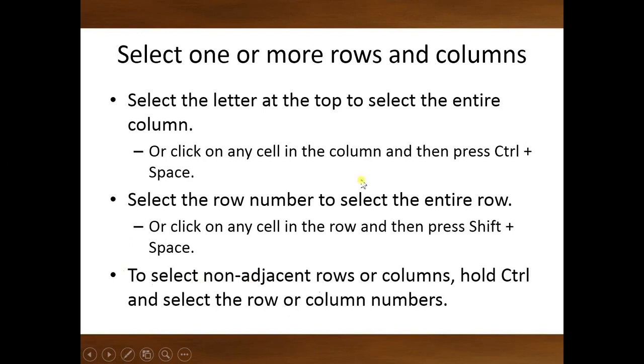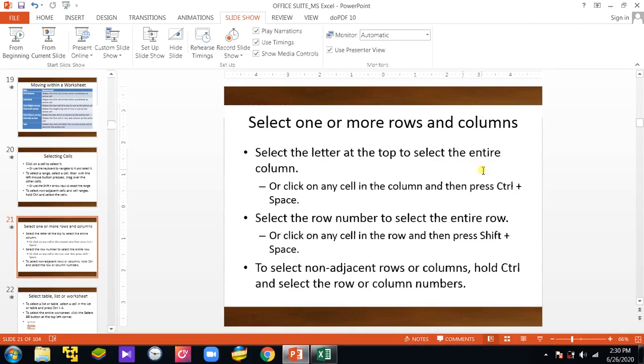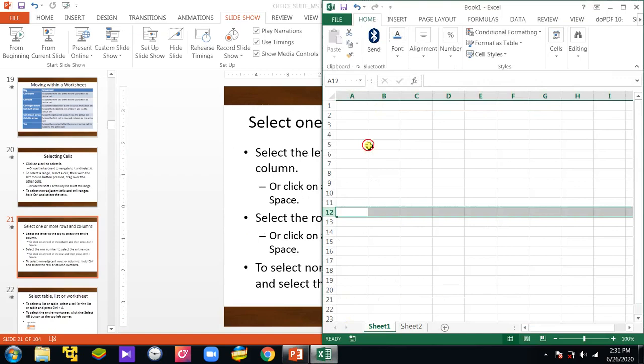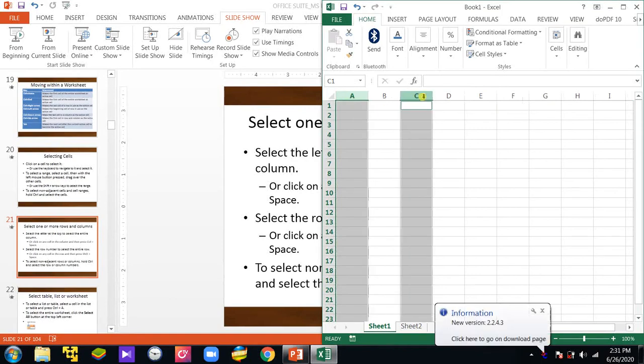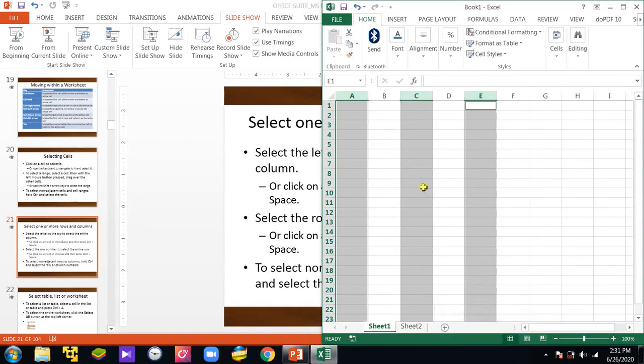To select non-adjacent rows or columns, hold the Ctrl key and select the rows or column numbers. Okay, so let's say I want to select this column, that column, and that column. What I'll do is I'll click the first column heading, press the Ctrl key, and then click the next column heading. Then, whilst my finger is still pressed on the Ctrl key, I'll click the next one. So I've selected these columns.